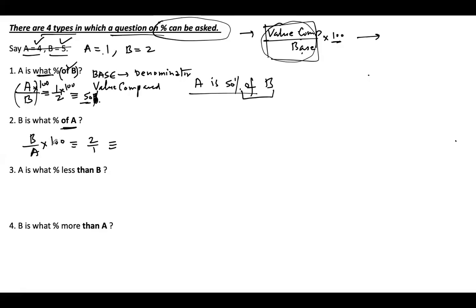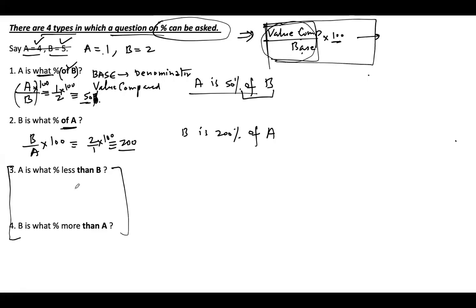Similarly, B by A into 100. If I'm doing 2 by 1 into 100, then your answer is 200. I'll write B is 200% of A. Now, these two questions are the same, as in you can use the same concept here, but you should think about the numerator properly. What is the question saying? Is the question saying A is what percentage of B?